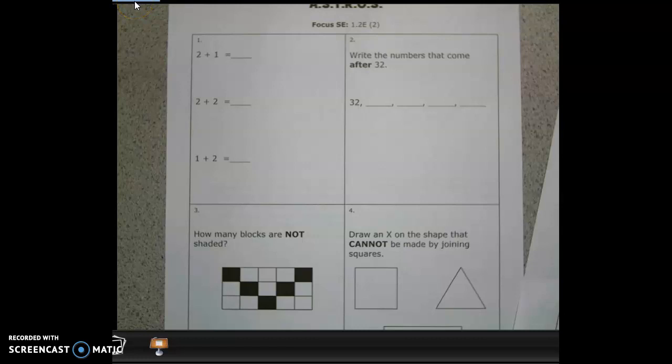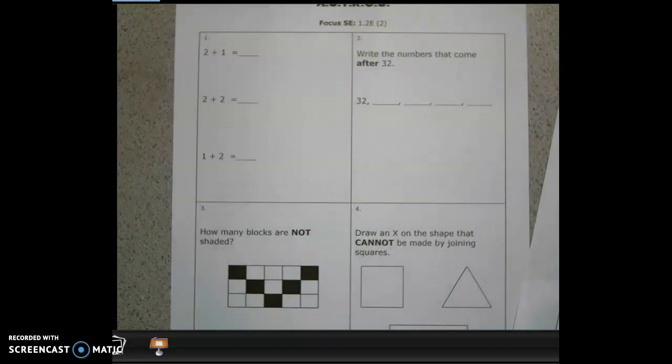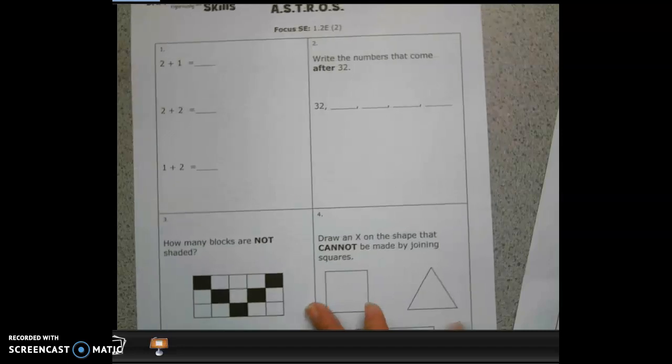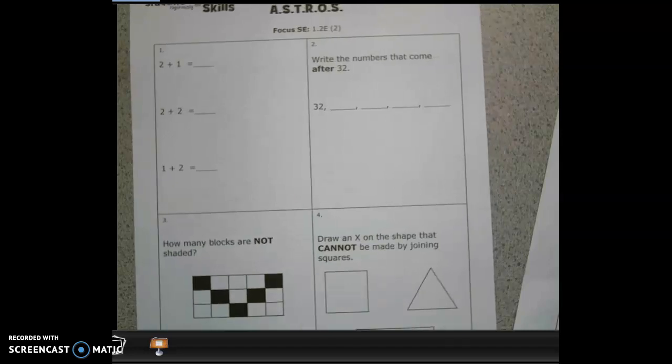For homework tonight, we're going to do number 1 just like we always do. You have 2, and you're going to join one more. You can draw a picture to help you. You're going to solve these 3. Some of my classes already noticed there's something similar about 2 of the questions in number 1. You're going to look and see if you can figure out that pattern. That would be awesome. For number 2, we're going to write the numbers that come after 32.